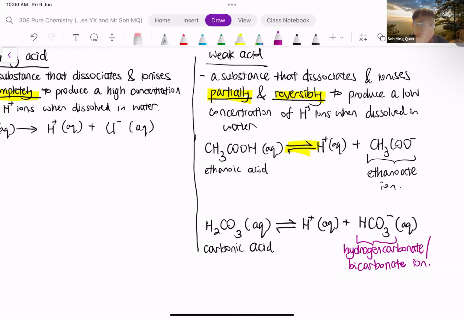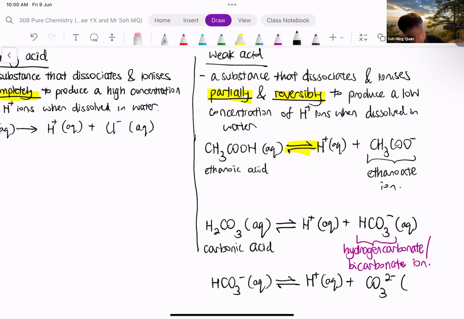Now, this is the first step in the dissociation. The second step involves the hydrogen carbonate ion dissociating further to form this. All right, so it's a two-step dissociation. And that's the reason why if you were to titrate carbonic acid with sodium hydroxide, you have two endpoints because there are two dissociations. Okay, so we will see that later.